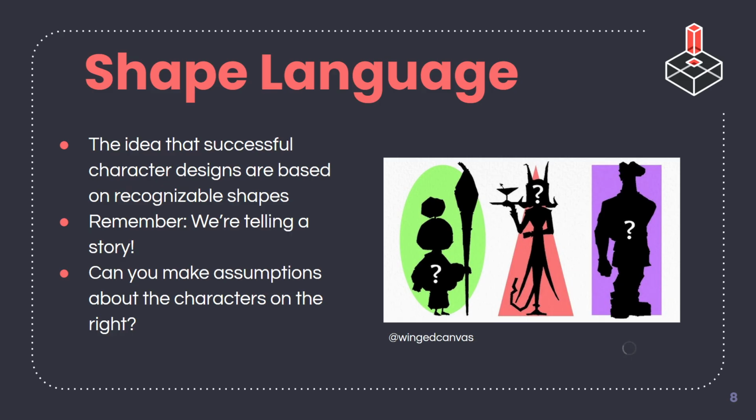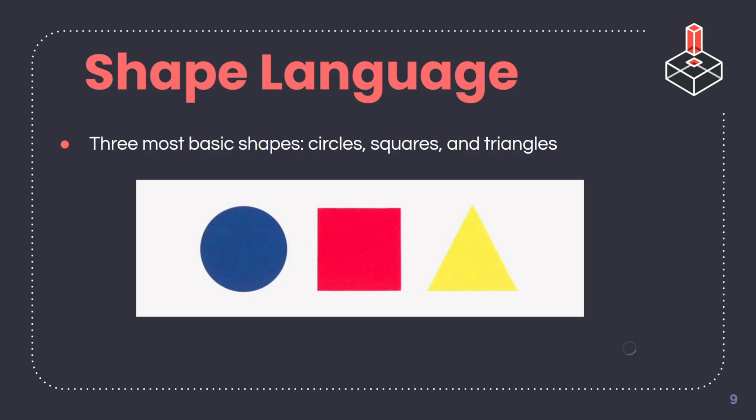So these shapes are actually, there's like a universal association that people will have with certain types of shapes. So let's talk about how we can use that to our advantage. The three most basic shapes are circles, squares, and triangles. Character designs are going to generally employ a mix of these to tell you things about the character.